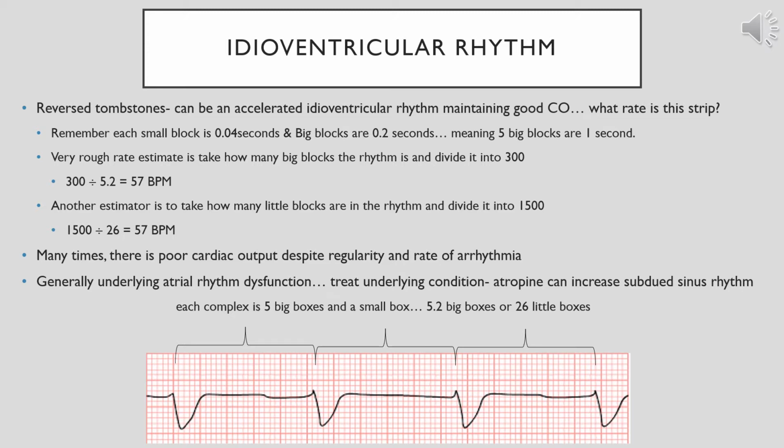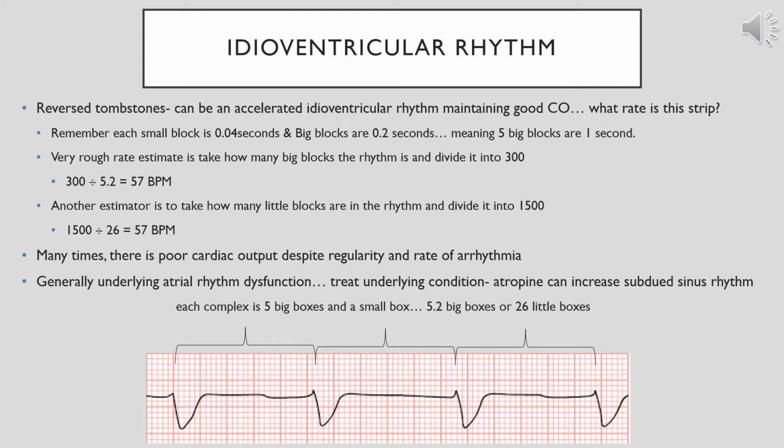You can do the same thing by dividing it into little blocks. So if you want to go through and count all these individual little blocks, if you got 1, 2, 3, 4, 5, you got 25 if you have 5 in each big block, and then you got one extra one, 26. So 1500 divided by 26 will give you your beats per minute as well if you want to do it by little blocks.